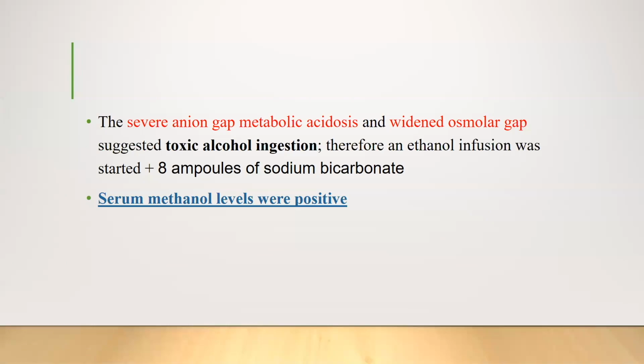It suggests a toxic alcohol ingestion. Therefore, in Canada, at that time, they started ethanol infusions together with 8 ampules of sodium bicarb. And the serum methanol subsequently will be positive. So it's a case of methanol poisoning in this case.